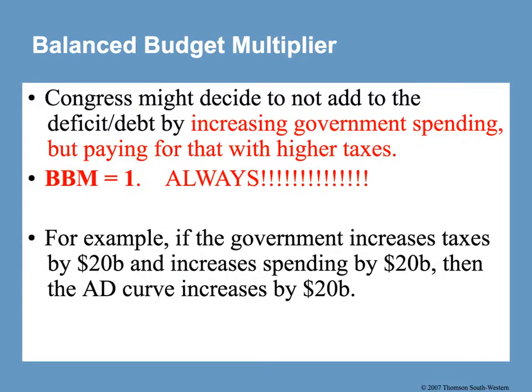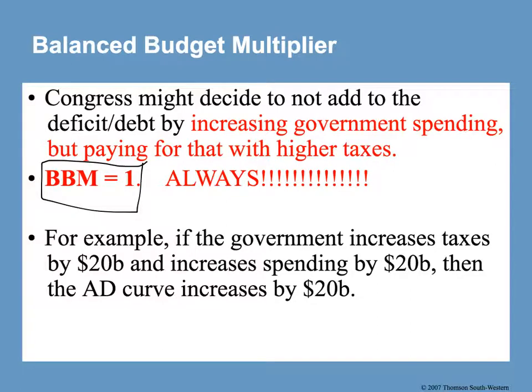The last multiplier is what's called the balanced budget multiplier. So Congress might decide to not add to the deficit and debt by increasing both government spending and taxes. So the key is that they both are going in the same direction. When we learned about expansionary fiscal policy, for example, we said that government wanted to increase spending and decrease taxes. In this case, they're going to pay for the increase in spending by increasing taxes on individuals. The balanced budget multiplier is always equal to 1.